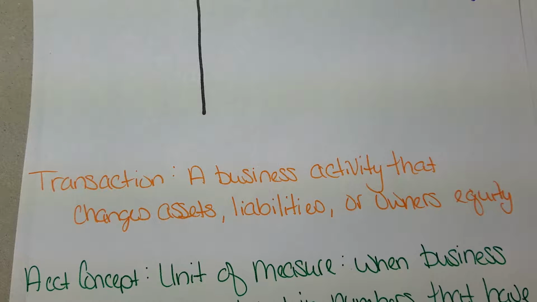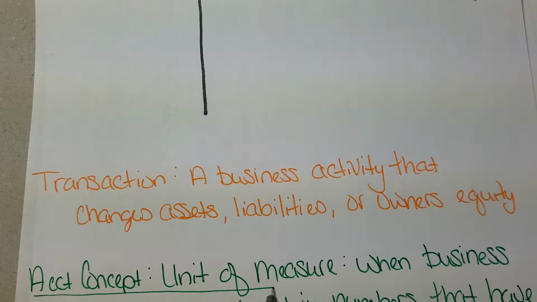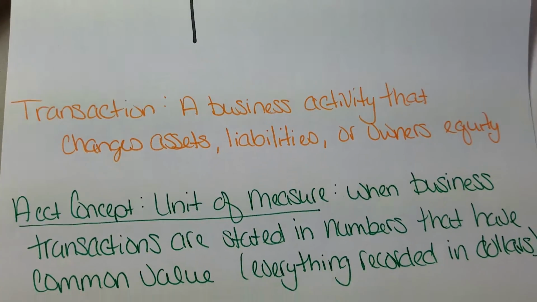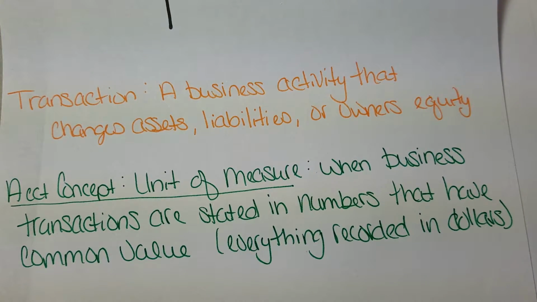When we are recording our transactions, we need to make sure that we understand the accounting concept, the unit of measure. The unit of measure is when a business's transactions are stated in numbers that have common values. That may sound kind of complicated. It's really not. It just means that if you start out recording everything in dollars, you continue recording everything in dollars. You don't record some things in dollars and some things in pesos and some things in euros. Everything must be recorded consistently using the same common value.